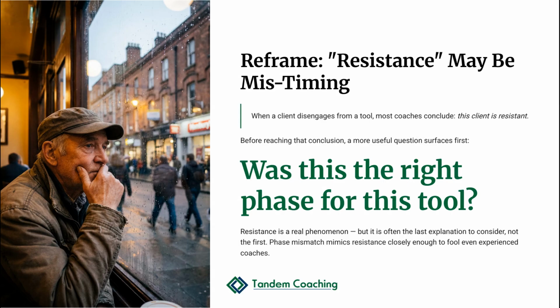When a client pulls back from a tool, goes quiet, gives short answers, seems to comply without really engaging, most coaches read that as resistance. The client is difficult, or guarded, or not ready to do the work. Before you land on that interpretation, ask a different question first. Was this the right phase for this tool? Client behavior that looks like resistance is often client behavior that makes complete sense. They were asked to do work the phase wasn't ready for.